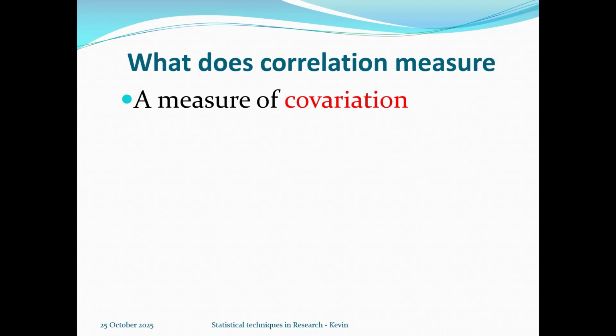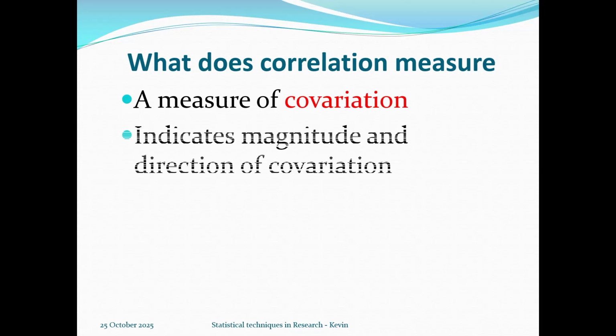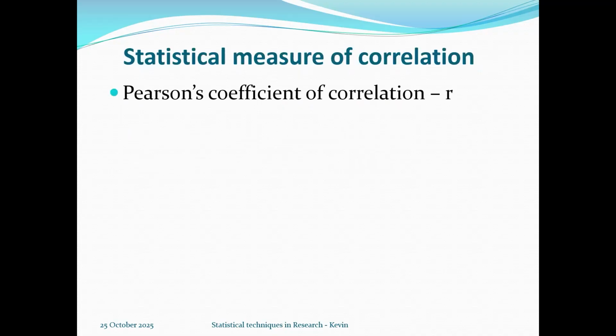So understand, again, there's a misunderstanding. Many people confuse correlation as a study of causation. No, it is a measure of covariation. It indicates the magnitude and direction of covariation. If both are increasing, we say it is positive correlation. If one is increasing and the other is decreasing, we say it is negative correlation. You must be familiar with all that. It also shows the magnitude. How much is the covariation? It may be very little, it may be very high. I'll show you the values. Statistical measure of correlation.